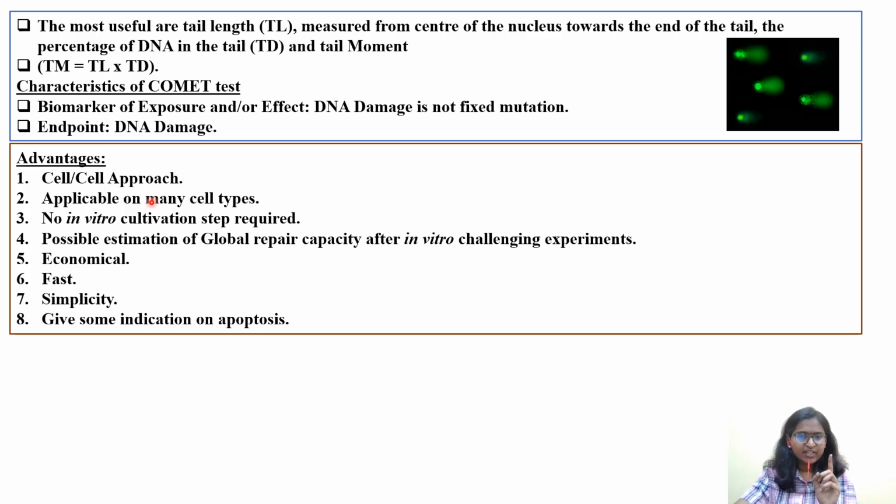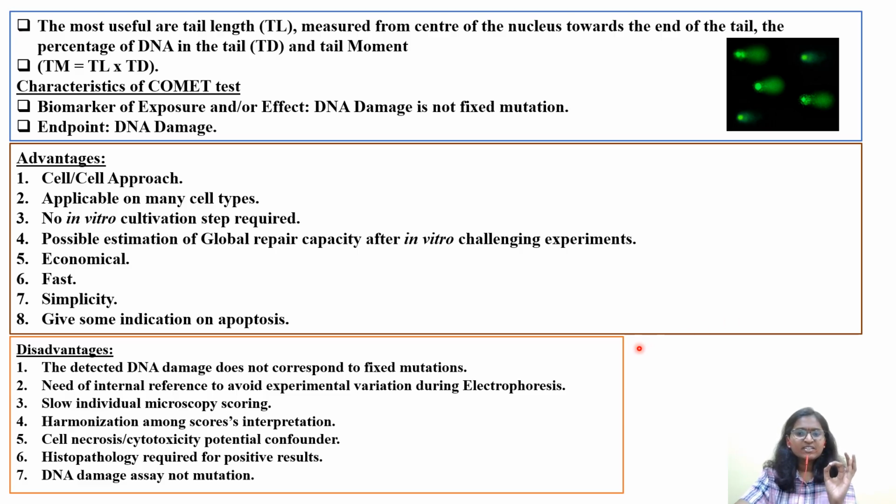A cell approach can be done with the Comet assay, and it is applicable on many cell types like kidney, liver, etc. Organ-related DNA damage can be identified by this Comet assay. No in vitro cultivation step is required. Estimation of global repair capacity is possible after in vitro challenging experiments. The Comet assay is very economical, cheap, fast, simple, and gives some indications even about apoptosis-type cell death also. So let's see what the disadvantages of a Comet assay are.